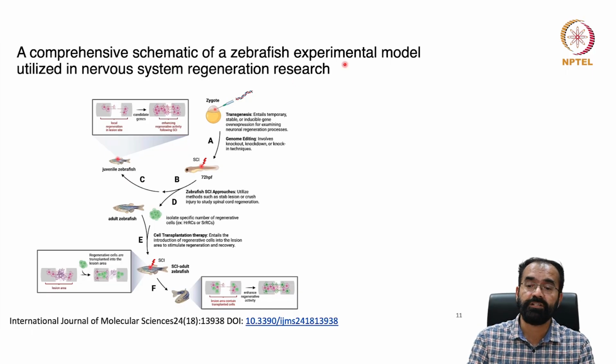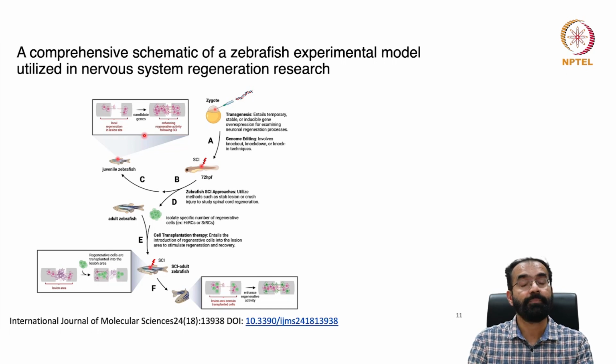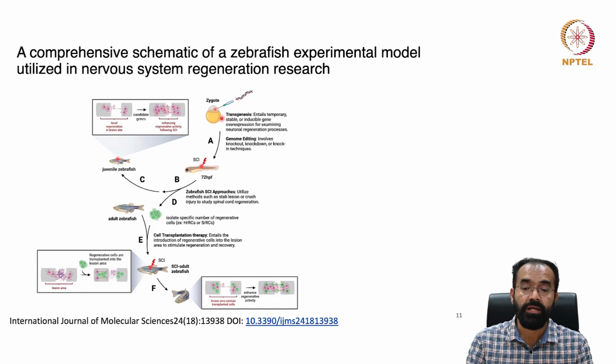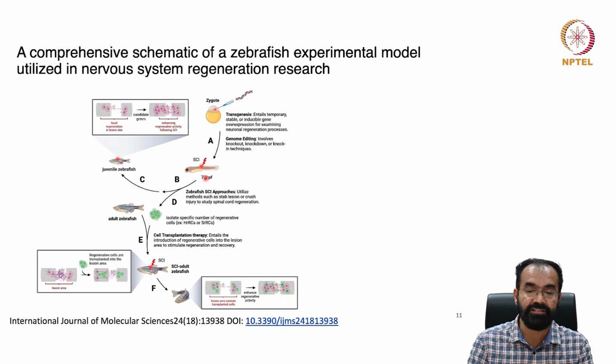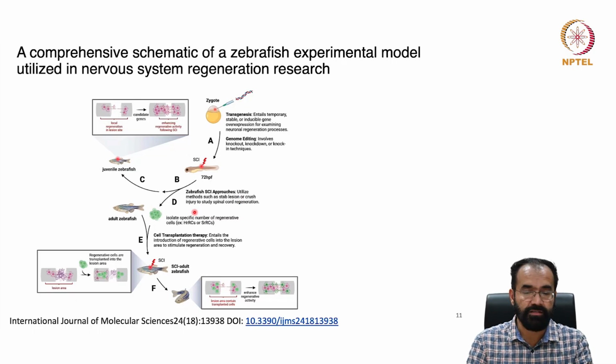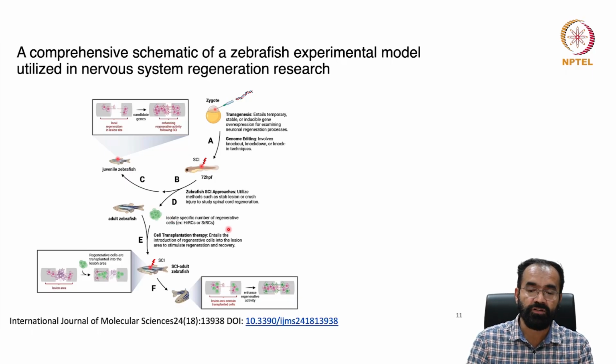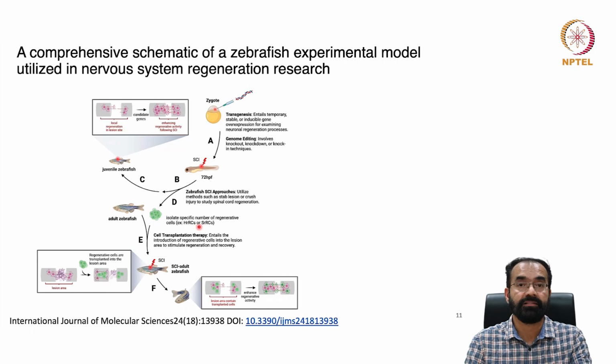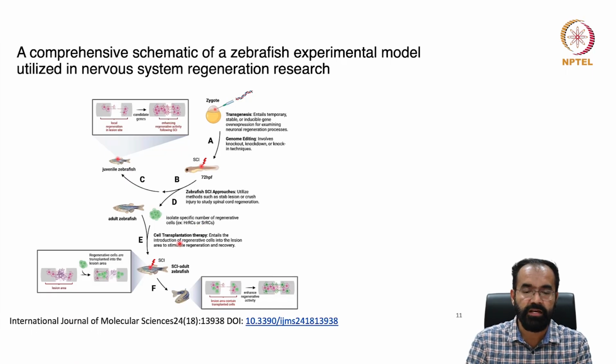A comprehensive schematic of the zebrafish experimental model utilized for studying regeneration. Zebrafish does this very effectively. Starting from the zygote, zebrafish is amenable to transgenesis, genome editing, etc. You can use either juvenile zebrafish or even embryos. 72-hour post-fertilization embryos are used for spinal cord injury. SCI approaches can be mechanical damage, such as a stab wound or a scissor cut wound. And you can also isolate a number of regenerative cells responding from the young embryos much more easily because the tissues are not very harsh.